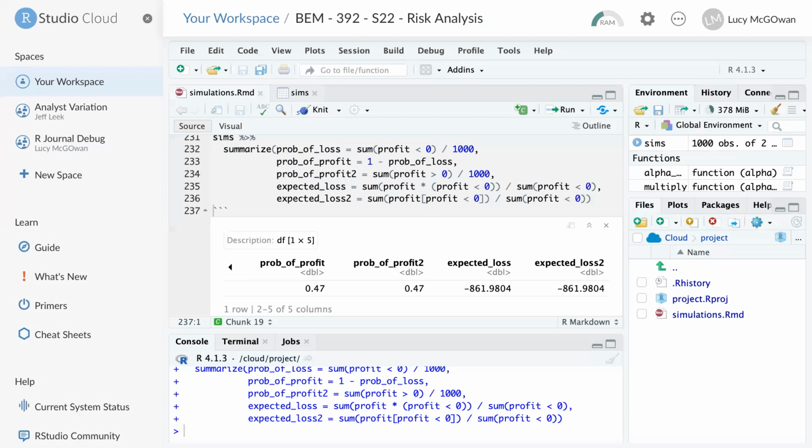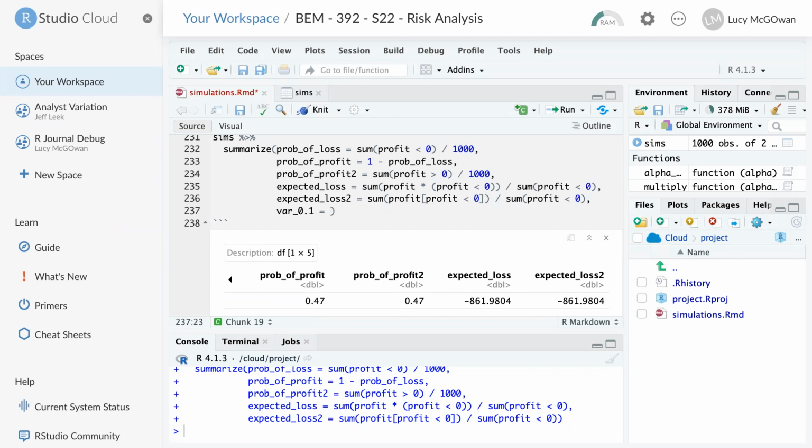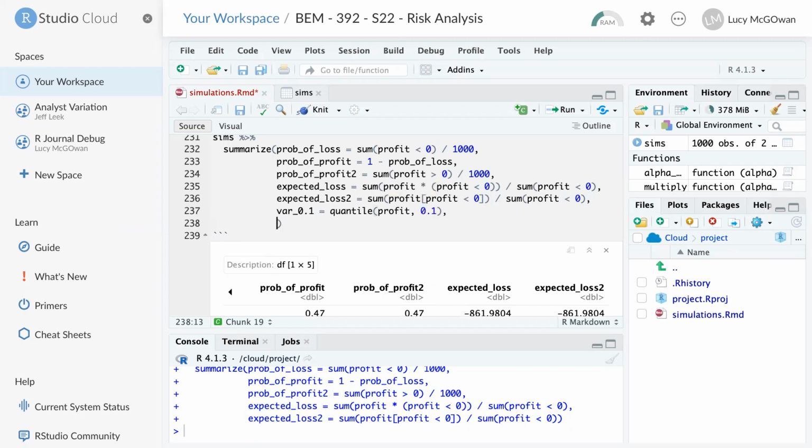Okay, if I want to calculate the value at risk for 0.1, what function do I use? Quantile. And then profit. And then what would my next argument be? 0.1. You know what? And if I want to do it for 0.01, what would I change?